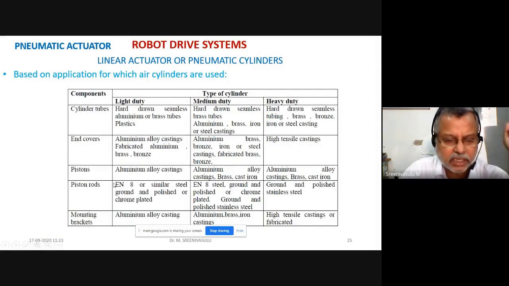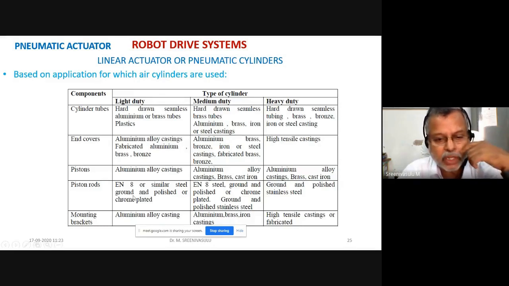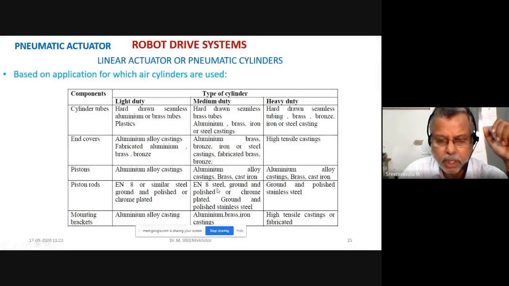Let us see this. Piston rods: EN8 is the type of metal that is going to be used, or similar steel, ground and polished, or chrome plated. Same is the thing even over here. What has been done? EN8 steel, ground and polished, or chrome plated, ground and polished stainless steel.